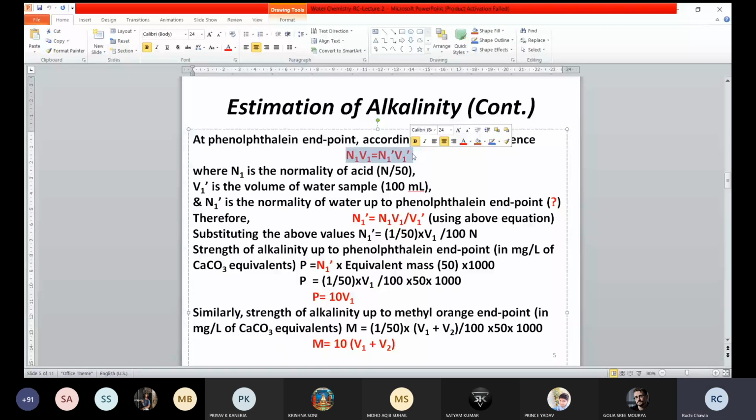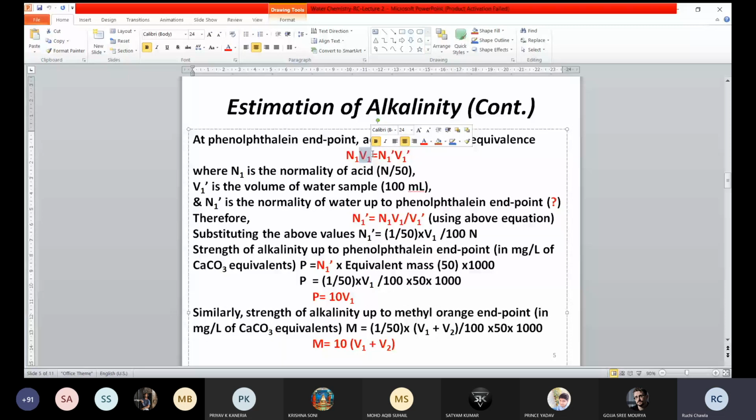Now, N1 V1 is the gram equivalents of acid and N1 dash and V1 dash are the gram equivalents of the alkaline water sample. Look at the meaning of the symbols. N1 is the normality of acid, which is fixed. I said it is N by 50. What is V1? That I showed you on the last slide. V1 is the burette reading up to phenolphthalein endpoint.